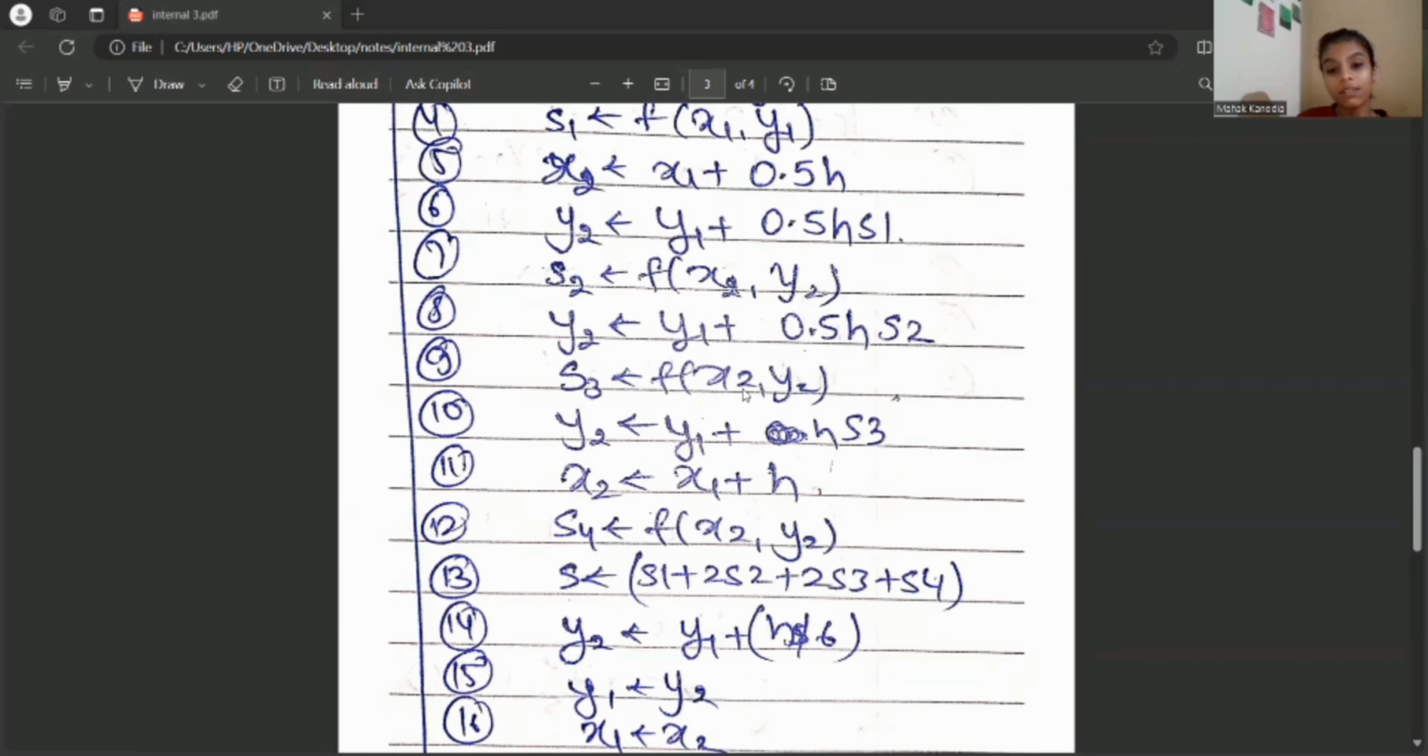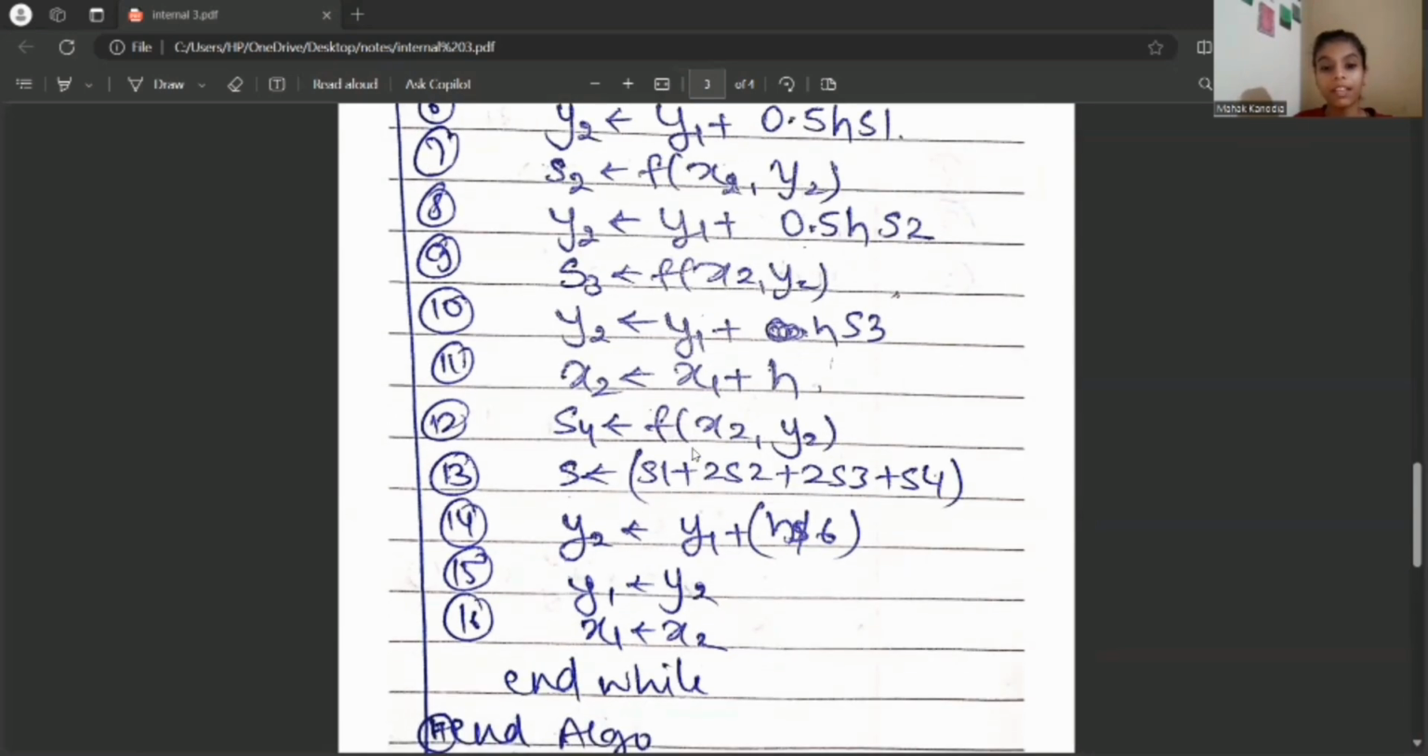And again, we assign the function of x2 and y2 to our s3. In the third increment for our partial increment, we assign y2 as y1 plus h s3 and x2 as x1 plus h. We assign the function of x2 and y2 to s4. And we assign s as s1 plus 2s2 plus 2s3 plus s4. And the final increment is assigned as y1 plus h into s upon 6.